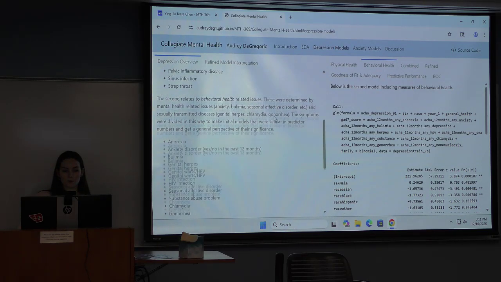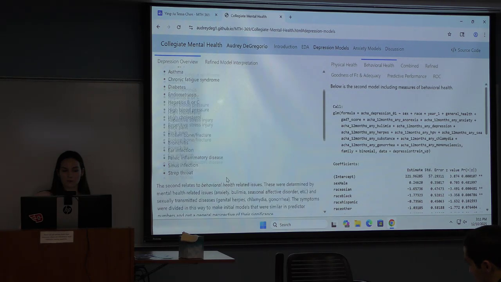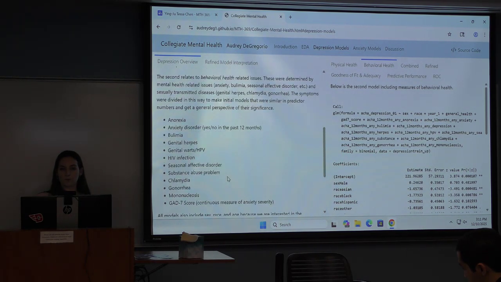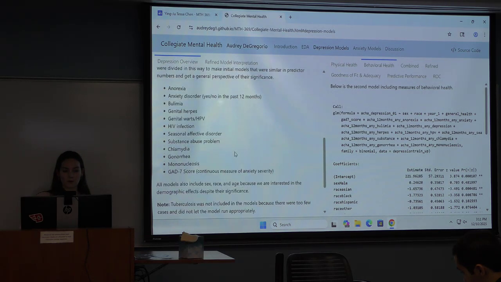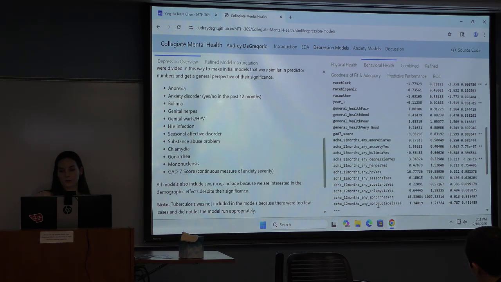And then I also included sexually transmitted infections here instead of in the physical, just so it's a little bit more even to look at. And so within this model, we found race, age, asthma, GAD score, anxiety, and depression were significant.